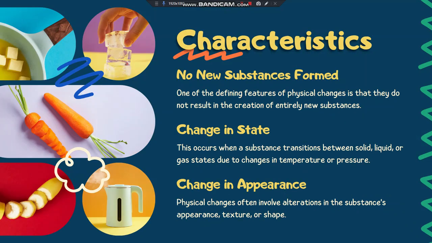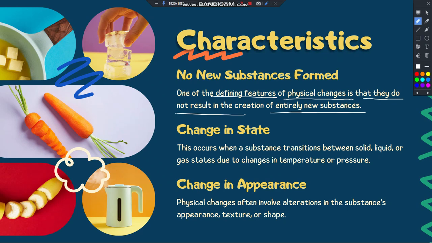Now, here are some characteristics of the physical change in matter. Characteristic number 1, no new substance is formed. One of the defining features of physical changes is that they do not result in the creation of entirely new substances. You can see over here, I have some ice cubes that have been placed on top of each other. After a while, when the temperature becomes a bit warm, the ice cubes will begin to melt, and that process of melting will change it from solid into liquid. Now, even though the state of matter changed, it is still the same water. No new substance was formed.